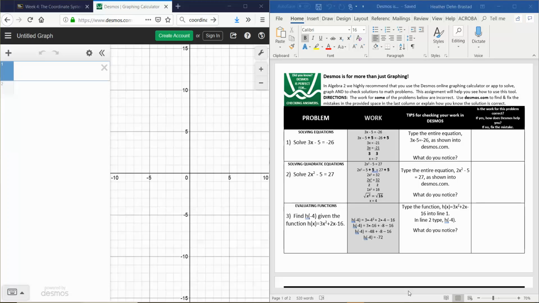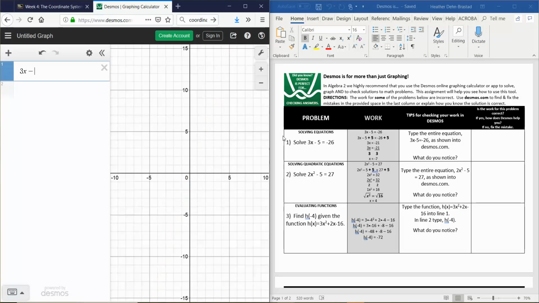But there's a problem, and let's say that this was a problem that we did in week 3 where we did our solving equations review. And here's the work that someone did to solve that equation. So what we're going to do is use Desmos to check if the answer is correct. So in Desmos, we're going to type the entire equation, just like that, into our first line and see what we notice, because it says, what do you notice? So let's find this out.